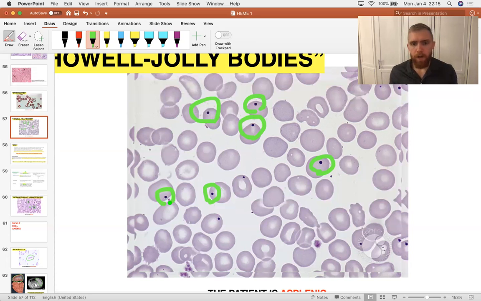Moral of the story, Howell-Jolly bodies, normally the spleen takes care of them. If you don't have a spleen because it's been removed or it's totally non-functional, as in an adult sickle cell disease patient, you're going to see Howell-Jolly bodies on peripheral blood, and that's the only reason why you would ever see them: the patient's asplenic.